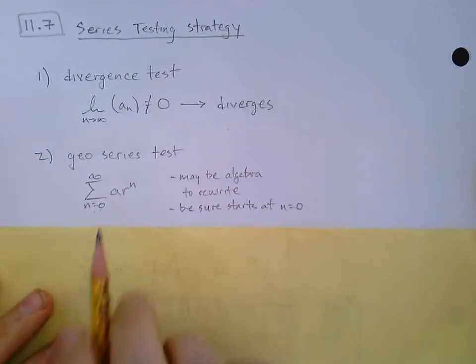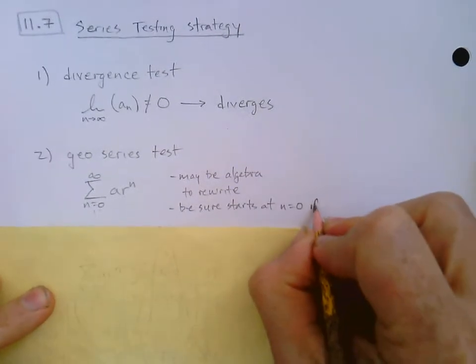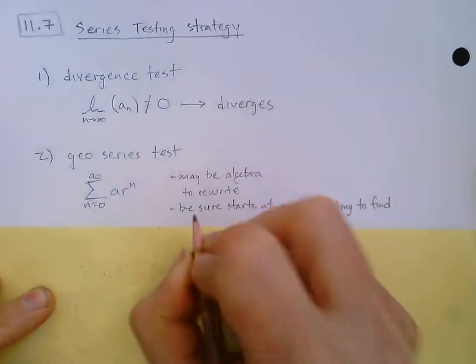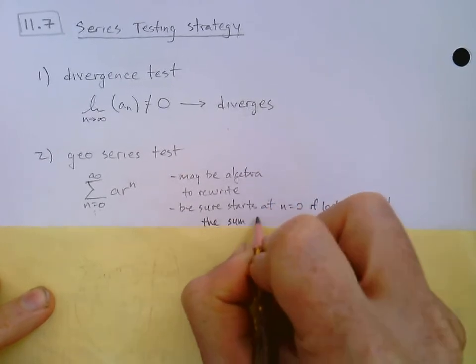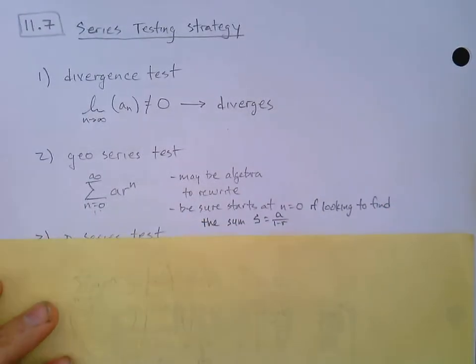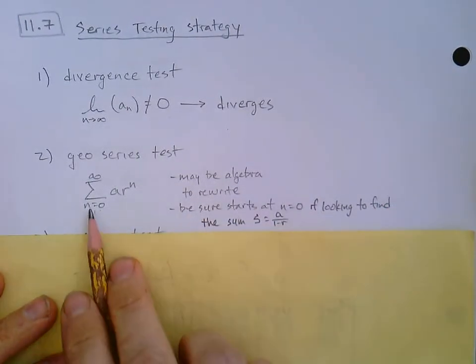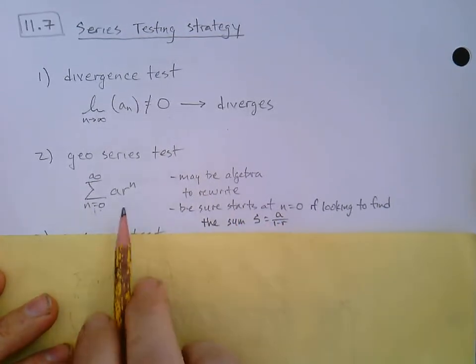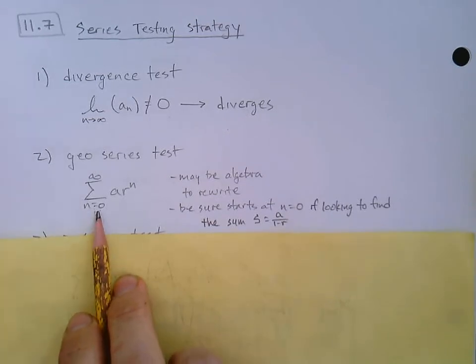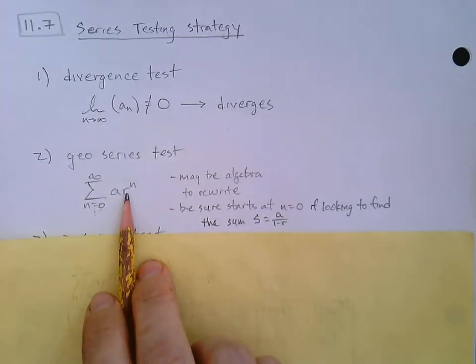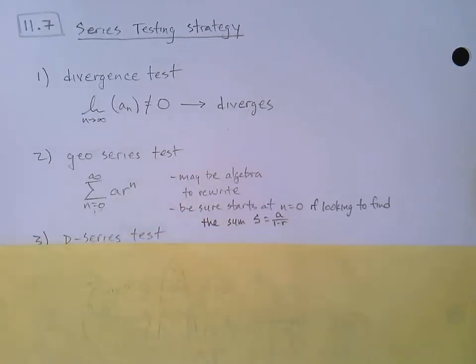I'm going to say, be sure it starts with 0 if you're looking to find the sum S, right? S equals A over 1 minus R. If you're looking to find this sum, it's got to start with 0. If you are not looking to find this sum, then it actually does not need to begin at 0. It could start at 1 or 2 or 3 or 10. You would still be able to tell if that R value is less than 1 or not. But if you want to find that sum, it's got to start with 0.